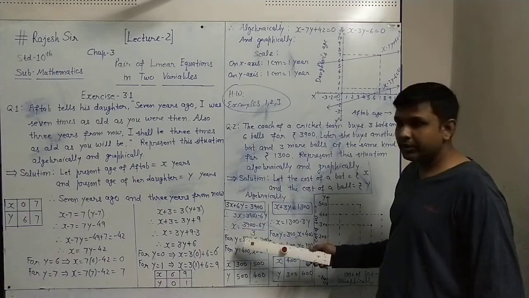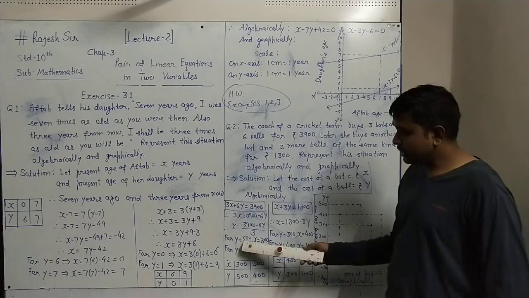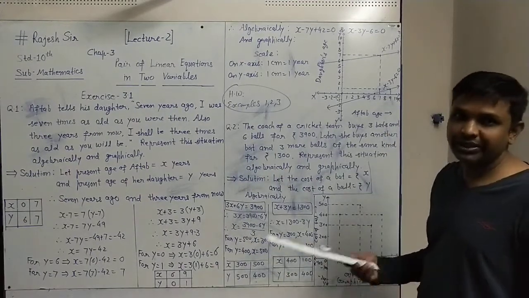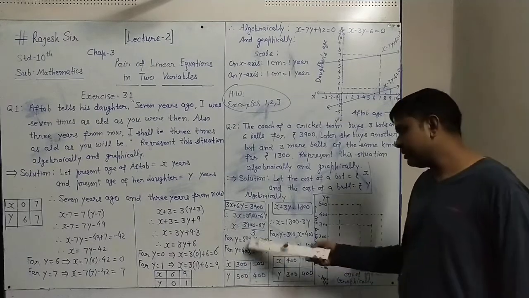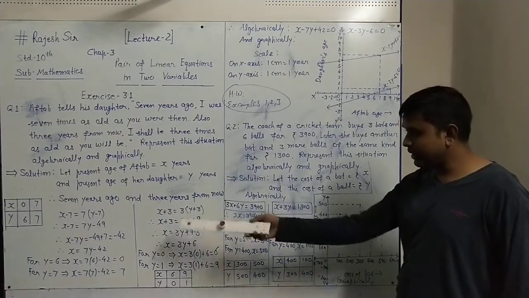Subtracted from 3900 will be 1500, divided by 3 will give 500. I have taken 500 and 400. You can take 100, 200, 300, 400, 600, any value also you can take, and the corresponding x value you can find. And then make the pair of x and y values.